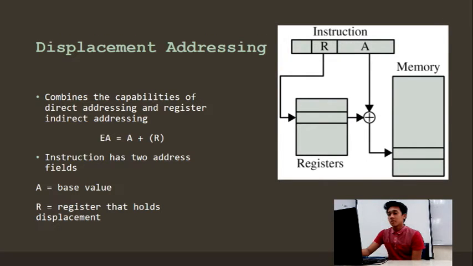Displacement addressing. Combine the capabilities of direct addressing and register indirect addressing. EA equals A plus (R), R in parentheses. Instruction has two address fields. A equals base value. R equals register that holds displacement.